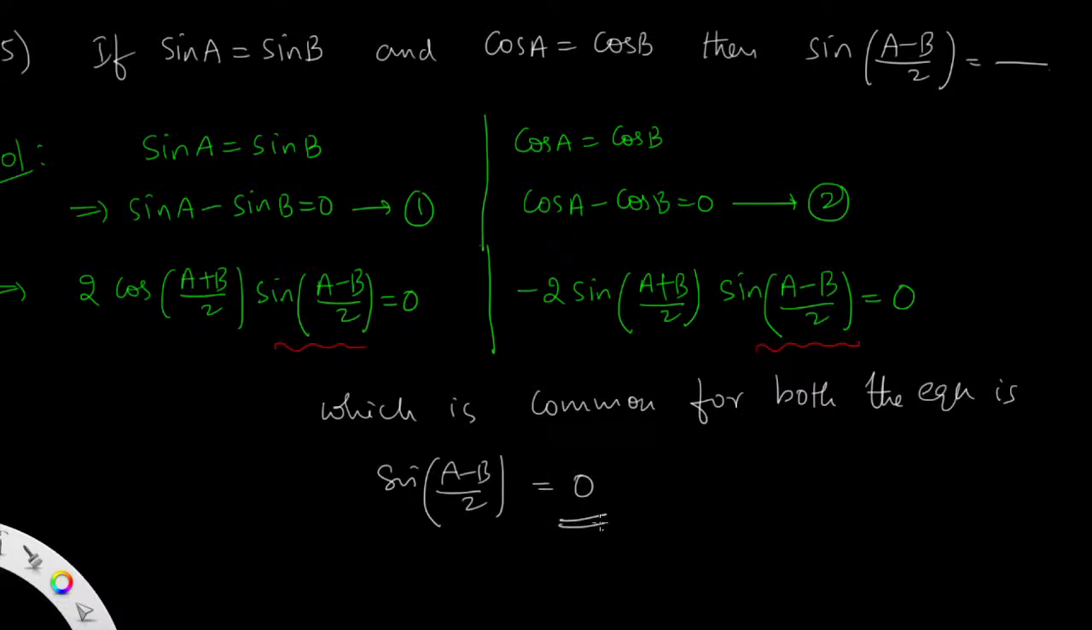That's all. This is the answer: sin of (A minus B) by 2 is nothing but 0. Just formula substitution. Take the common term and write the value, as both the equations have the common term. So the value becomes 0. That's all.